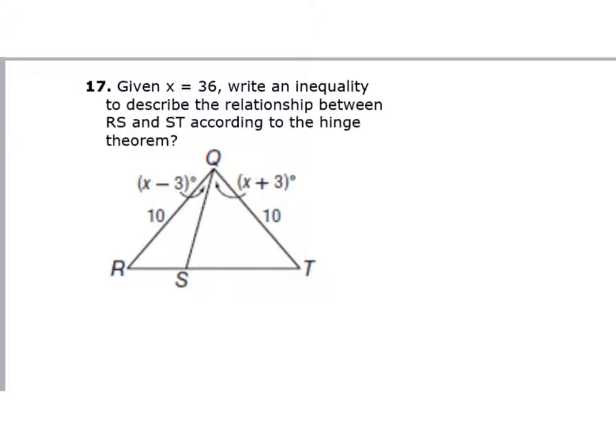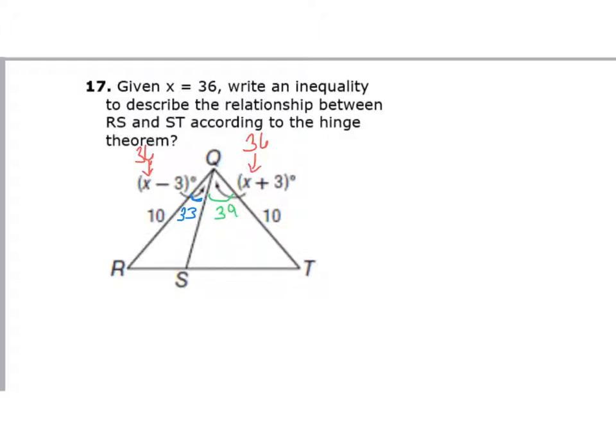Number 17, given that x is 36, write an inequality to describe the relationship between RS and ST according to the hinge theorem. So I know that x is 36, so if I put a 36 in each of these spaces for x, that would make angle RQS 36 minus 3, which is 33 degrees, and angle SQT, 36 plus 3, would become 39.